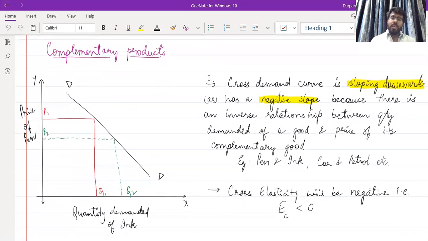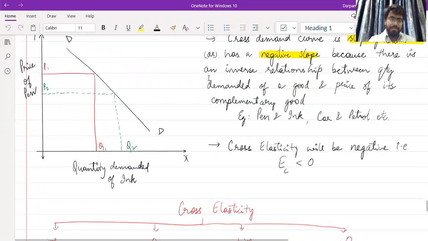Complementary products में क्या होगा? Here quantity demanded is increasing when the prices are decreasing. So there's an inverse relationship in complementary goods. That is why the demand curve is sloping downwards. Also, the cross elasticity will be negative, right? Why? Because in the formula, numerator and denominator, one is increasing, the other is decreasing. So there'll be a negative sign which will come.